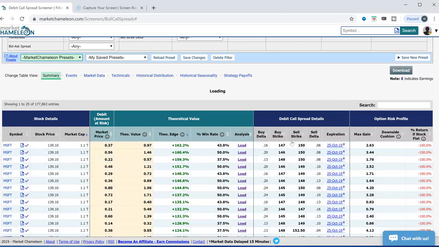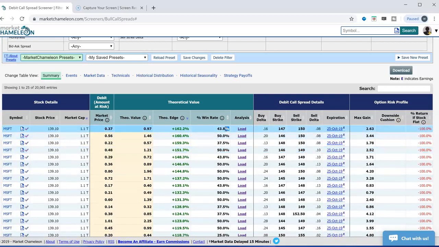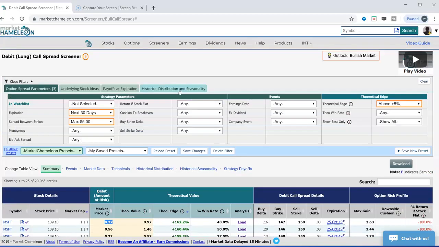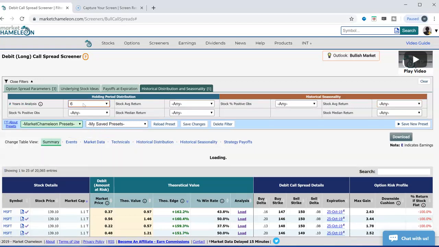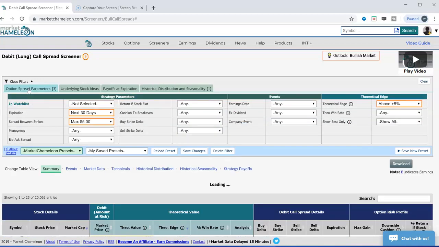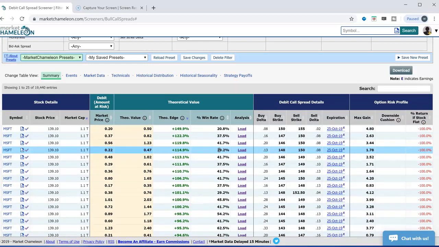And then what I'm also going to do is look for a high frequency of wins. The win rate is saying that if you did this similar spread in the last 4 years, we're using 4 years of data, but let's change that to 6 years of data. So now I'm looking at 6 years of data. I'm going to come back here. Based on 6 years of data, it's going to recalculate all the analytics automatically for you in real time.